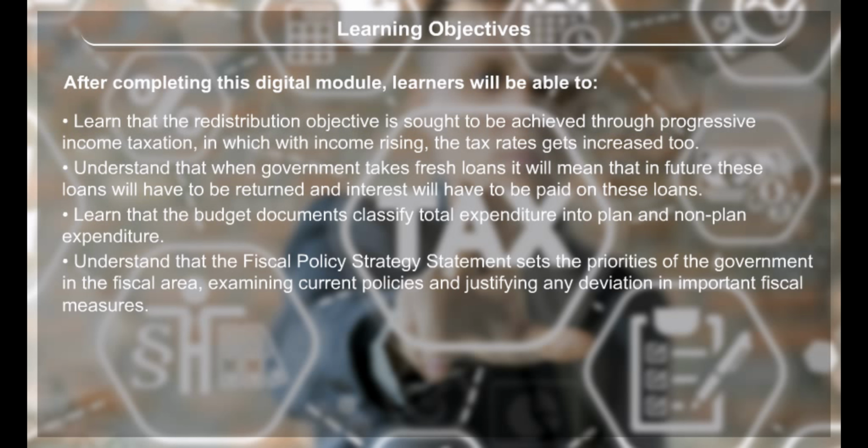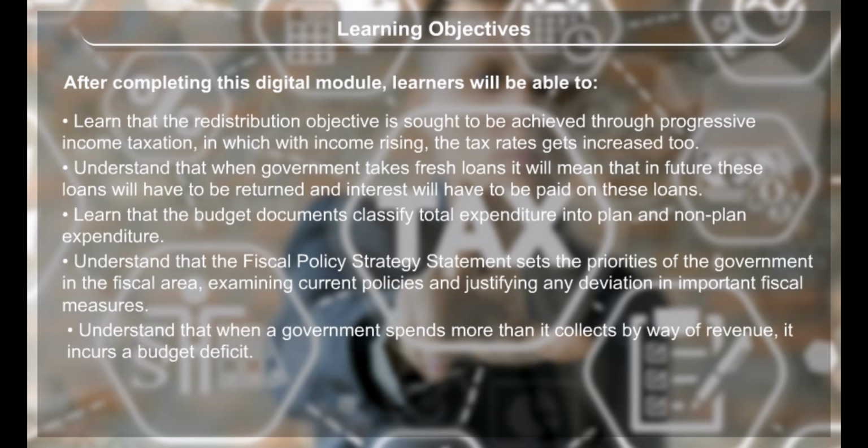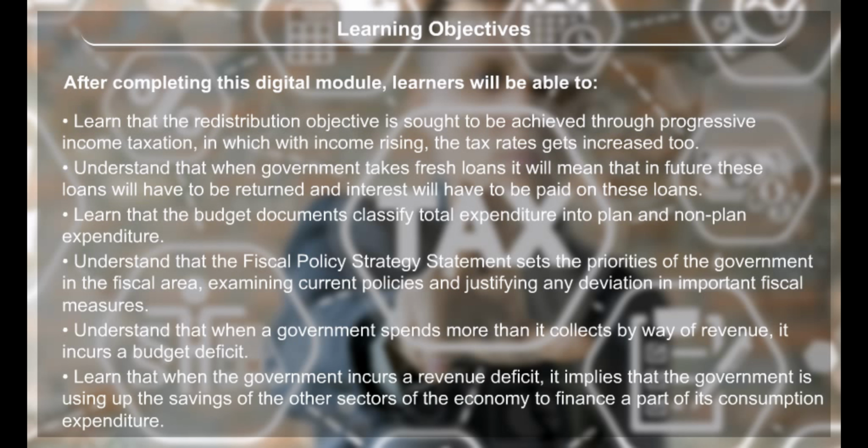Understand that the fiscal policy strategy statement sets the priorities of the government in the fiscal area, examining current policies and justifying any deviation in important fiscal measures. Understand that when a government spends more than it collects by way of revenue, it incurs a budget deficit. Learn that when the government incurs a revenue deficit, it implies that the government is using up the savings of the other sectors of the economy to finance a part of its consumption expenditure.